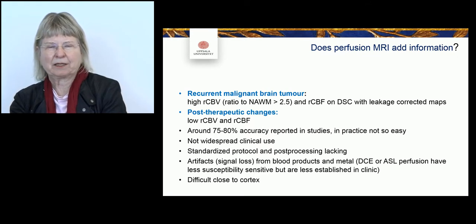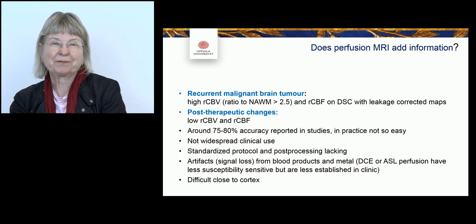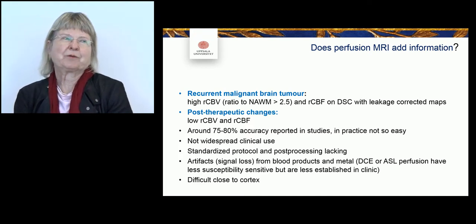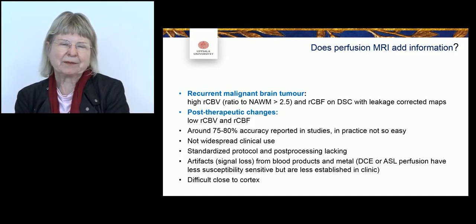You also see high rCBF on DSC, and on the DSC you should always use the leakage corrected maps, because otherwise the findings could be completely misinterpreted. The post-therapeutic changes have low rCBV and rCBF. The perfusion MRI has around 75 to 80% accuracy, reported in different studies, to differentiate between recurrent tumor and post-therapeutic changes, but in practice it is not always so easy.